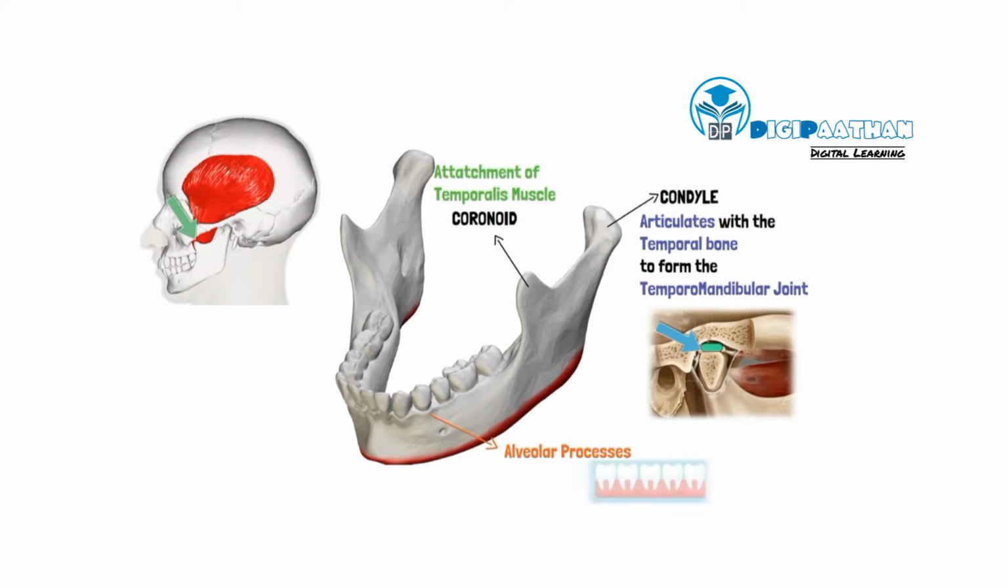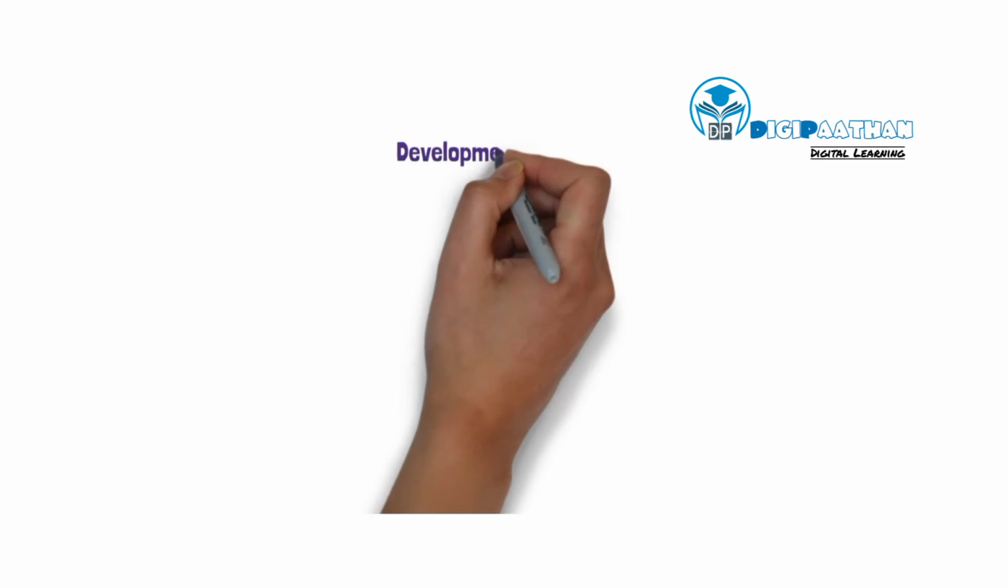Now, over here we have the alveolar processes. This is a thick ridge of bone, and it holds the tooth socket, and the tooth socket contains the tooth. Now we have the mental protuberance, also known as the chin. So now let's move on to the development of the mandible.